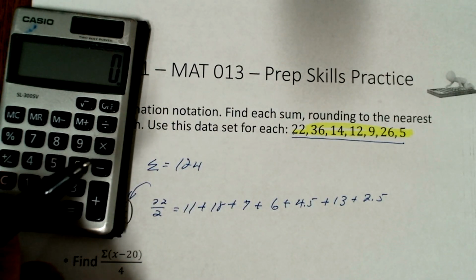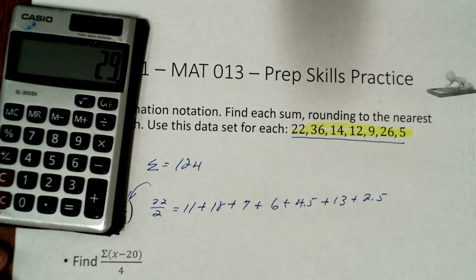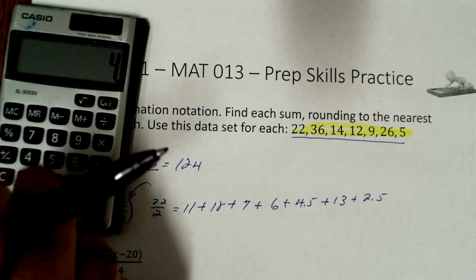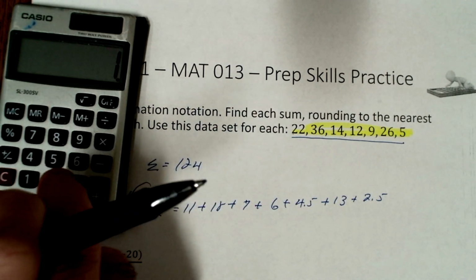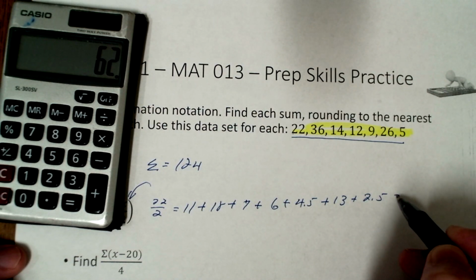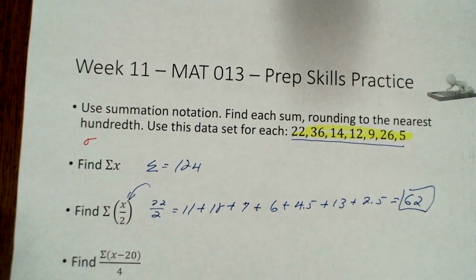There we go. We've got 11 plus 18 plus 7 plus 6 plus 4.5 plus 13 plus 2.5. So the sum of all of those would be 62. Okay, the sum of all those would be 62. All right, and this last one is pretty much the same thing.